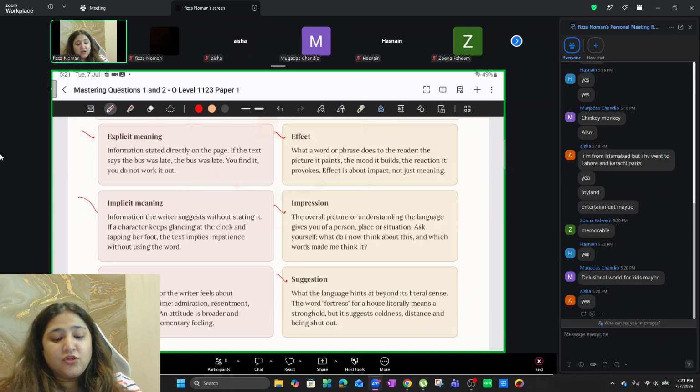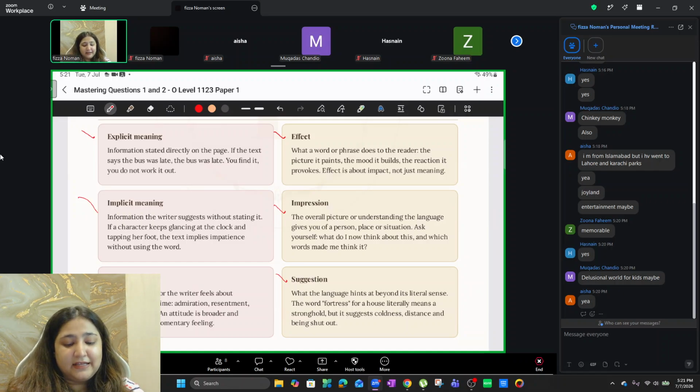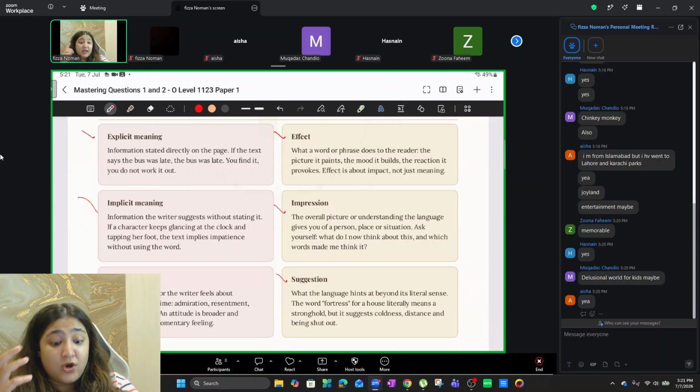Then impression. The overall picture or understanding the language gives you of a person, place, or situation. Ask yourself, what do I now think about this? And which words make me think of it?